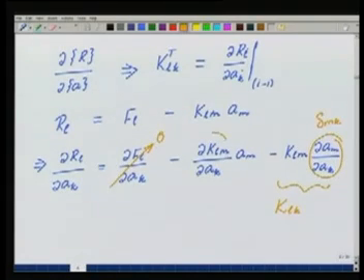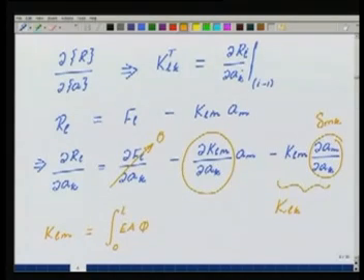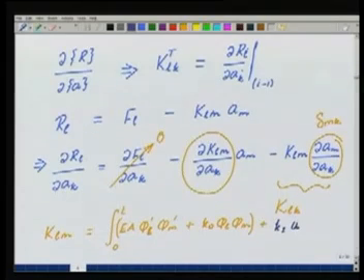Then this quantity, from the expression that we have, K_LM is equal to the integral from 0 to L of EA phi_L prime phi_M prime plus K_0 phi_L phi_M plus K_1 U_FE squared into phi_L phi_M. Okay. So this is my definition of K_LM.